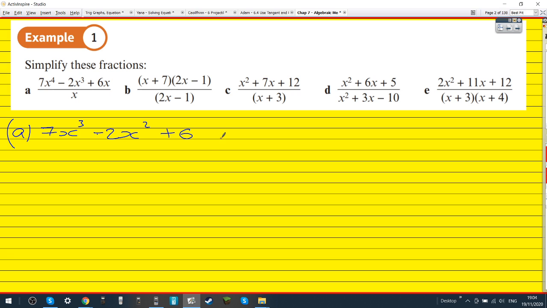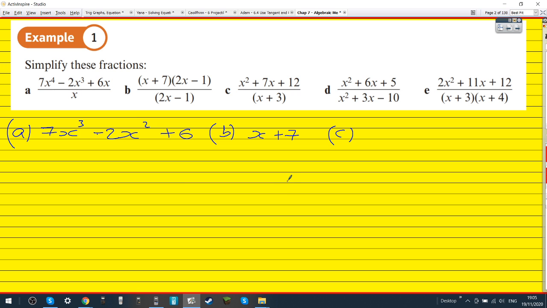How about B? You just get x plus 7. C? Would you divide 12 by 3? You would have to factorize the top.